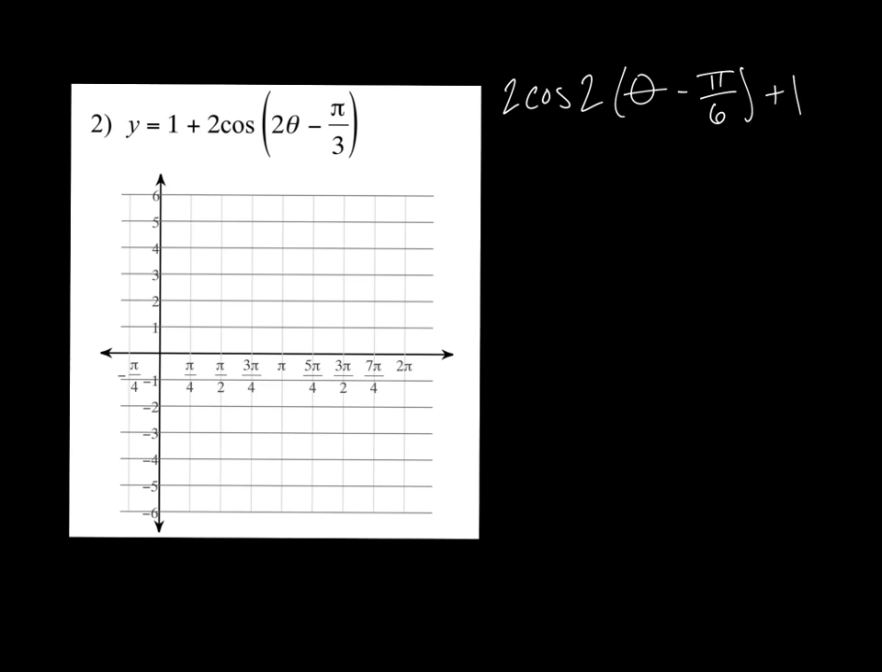So what I'm going to do first is look at the period, which is the number in front of the theta. So that is 2. So my period is going to be 2 pi over 2, which is the same as just pi. So that means it's going to be shrunk in half. Because remember, normally cosine goes all the way through to 2 pi. The next thing I'm going to do is my amplitude. And the amplitude is the number being multiplied in front. So my amplitude is 2.